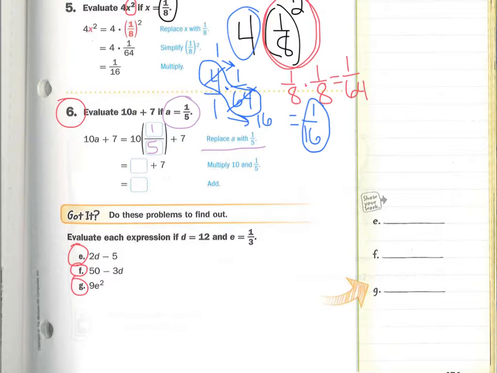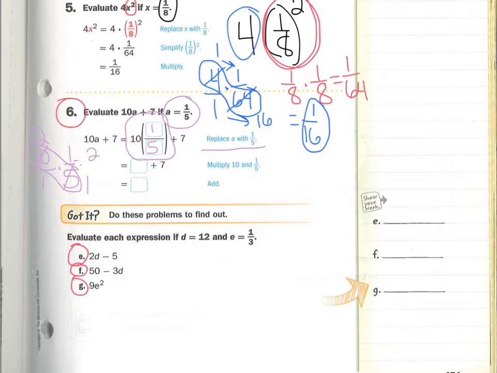Okay, now I'm going to evaluate this part. And by this part, I mean 10 times 1/5. I'm going to do it off to the side here so you can see. We can write the 10 as 10 over 1 times 1/5. We look to cross simplify. 5 goes into both 10 and 5, so the 5 becomes a 1, and the 10 is going to become a 2.